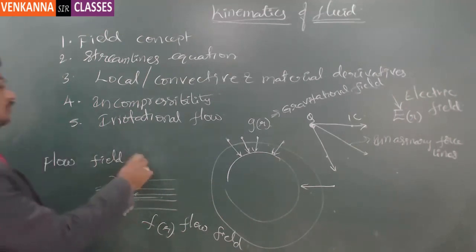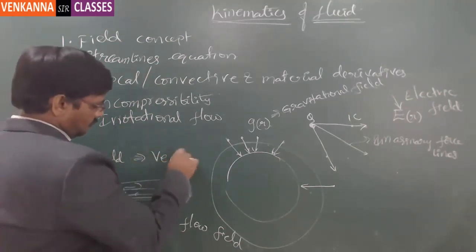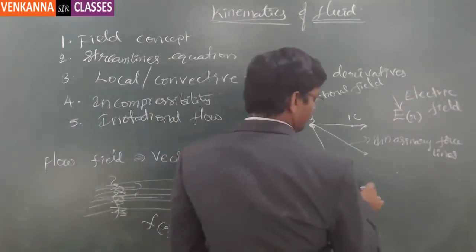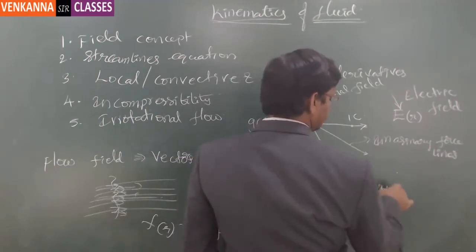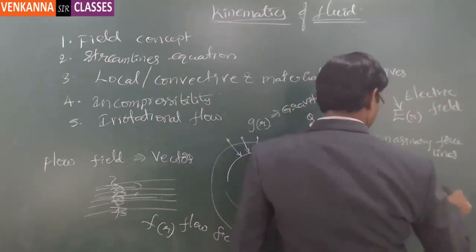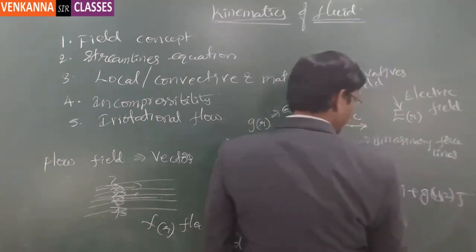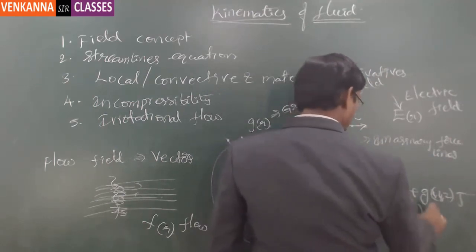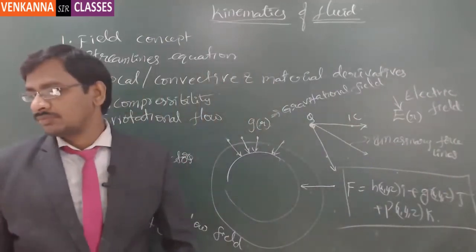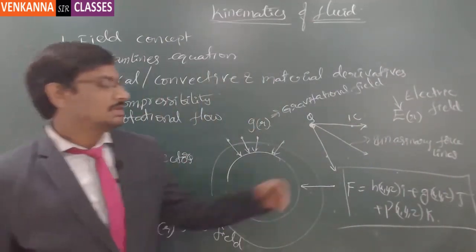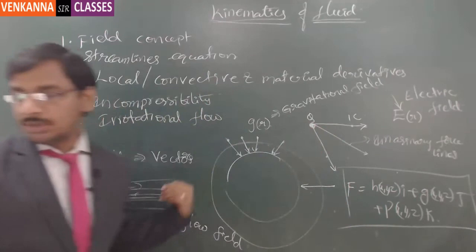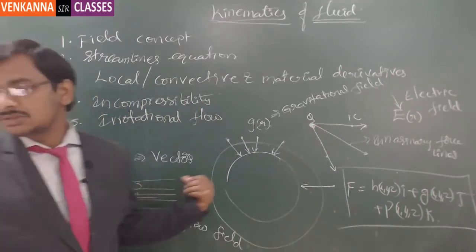These fields are usually vectors. So field vector, we mean, suppose F is equal to h of x, y, z into i plus g of x, y, z into j plus p of x, y, z into k. So this is how usually a field is represented. Got it or not? This is a generic field. It may be a gravitational field, or an electric field, or a fluid field. Understood or not?